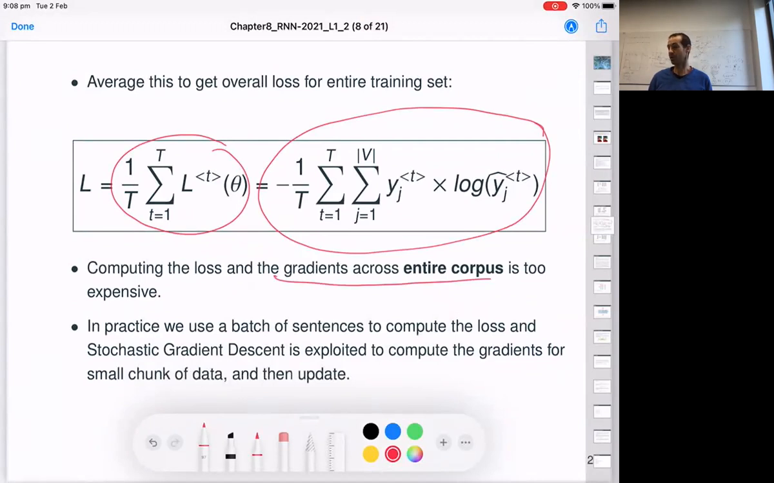So of course you will not do this, and you will use a batch, like a mini batch. The batch will use a set of sentences to compute the loss. So a small chunk of data, as we have already done for the other neural network architectures, like the fully connected neural network or the CNN.